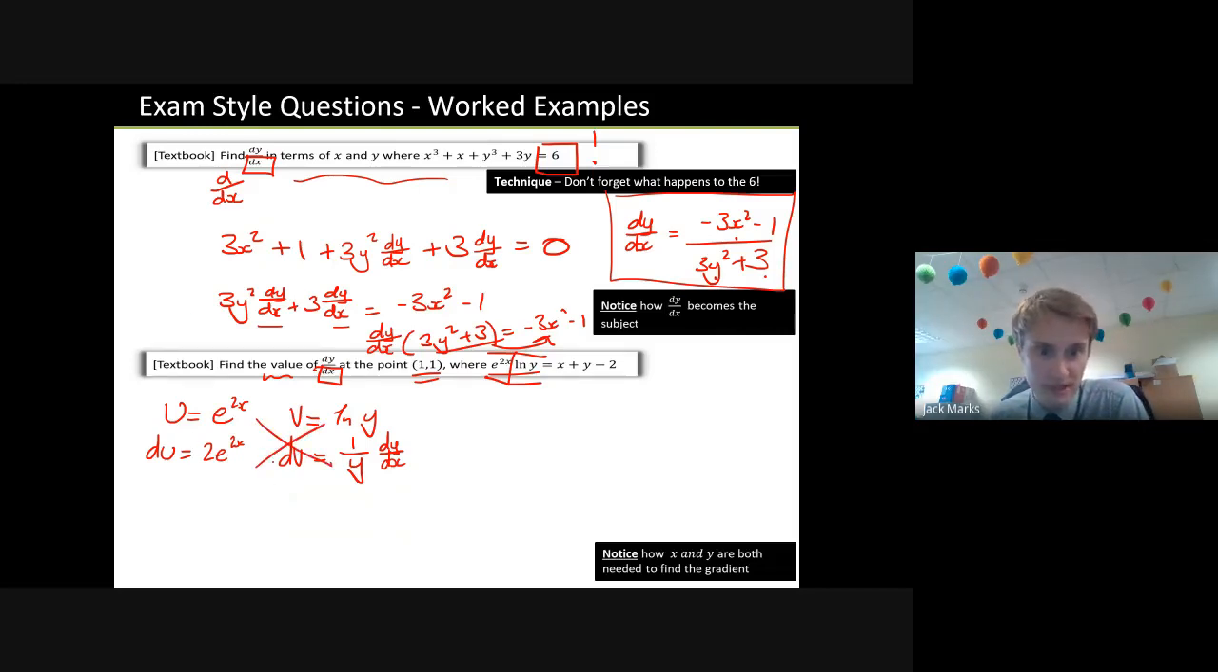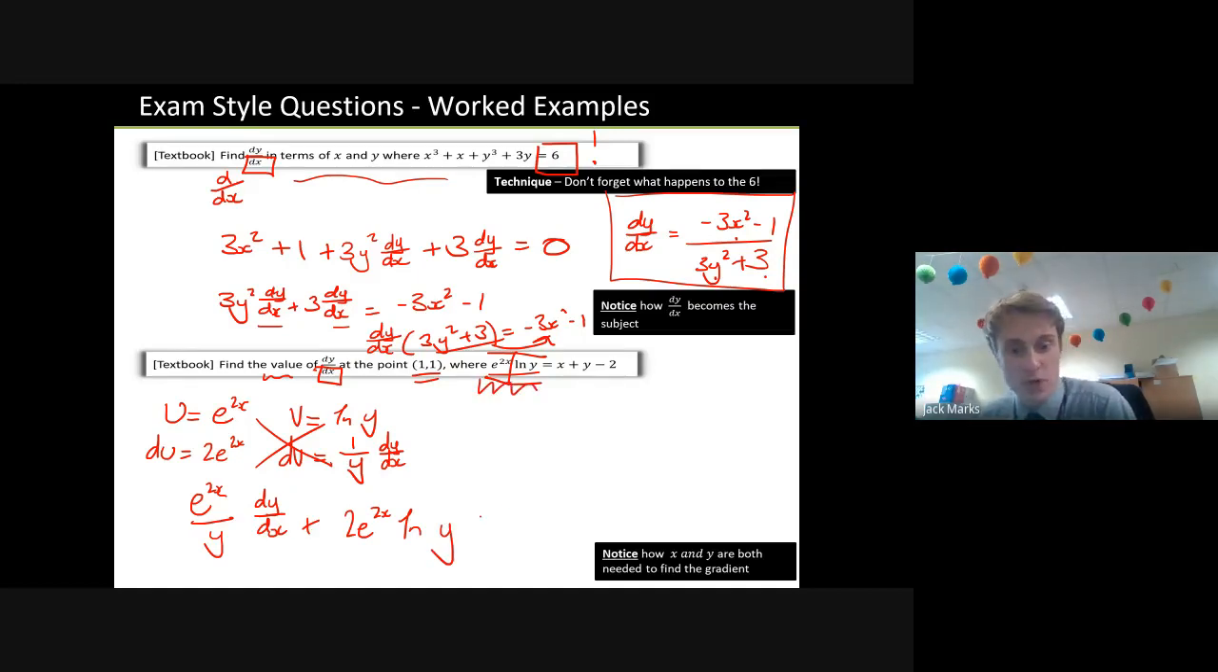Crisscross, so u dv plus v du for the product rule. So what's the easiest way of writing this? e to the 2x over y dy/dx plus, what's the other one? You normally put the powers at the front. So let's do 2e to the 2x natural log of y. That's the left-hand side. So I've done the left-hand side there now with the product rule. Don't forget the right-hand side. x becomes 1, y becomes 1 dy/dx, or just dy/dx if you like. And the minus 2 is gone.